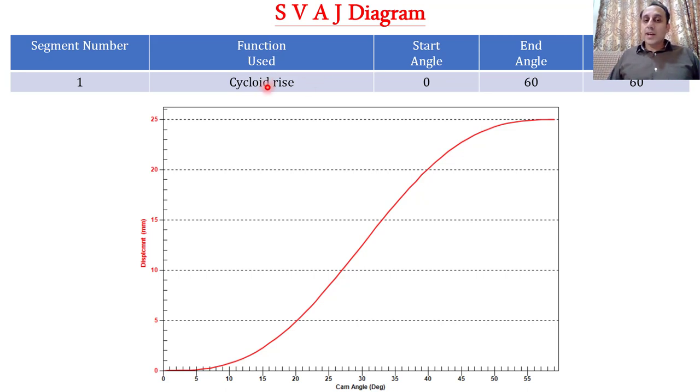We know we have three terms: rise, fall, and dwell. What is this cycloid? This cycloid is a mathematical function which is used to move the follower from 0 to 25 mm. So this is basically the curve of the cycloid function. We will discuss those functions in detail in the coming slides. This is the start angle of the rise segment, and this is the end angle of the segment. These are the angles of the camshaft, and the delta angle is 60 degrees. The delta angle is represented by beta, which is the difference between the end angle and the start angle of the camshaft. We will use that beta term in the mathematical functions which we are going to cover in the next slides.